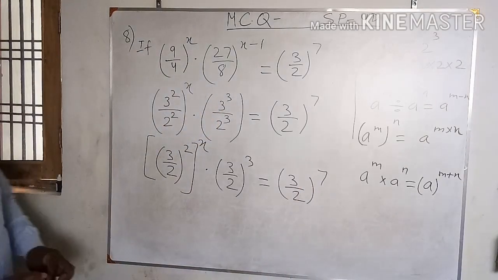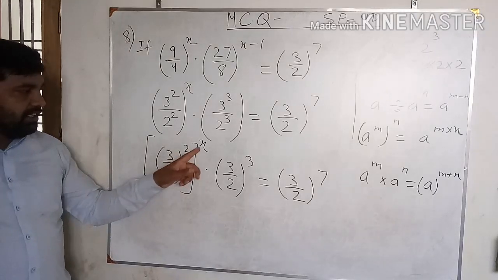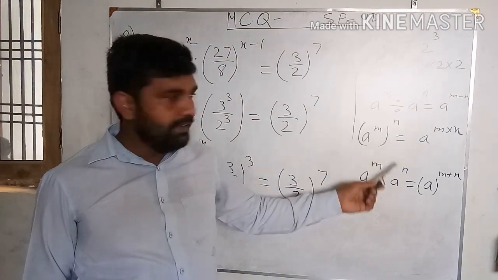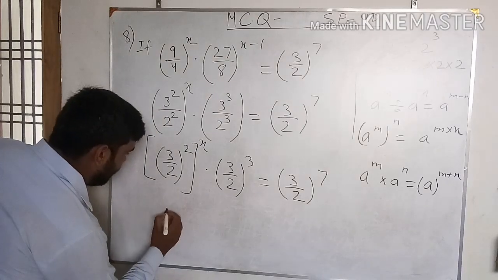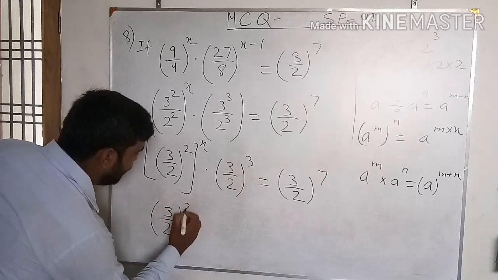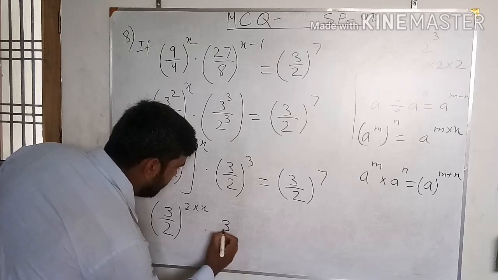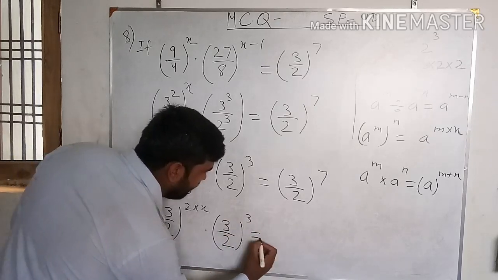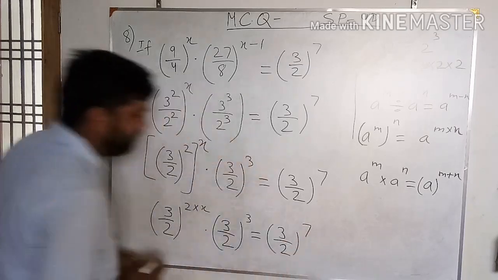Now here we apply the power law. Over the base 3 by 2 there are 2 powers raised. One is 2 and another is x. So we apply the power law: a to the power m whole to the power n gives you a to the power m multiply n. So by applying the power law, take the base common 3 by 2 and multiply the power, that is 2 into x. Now multiply 3 by 2 to the power 3 equals to 3 by 2 to the power 7.